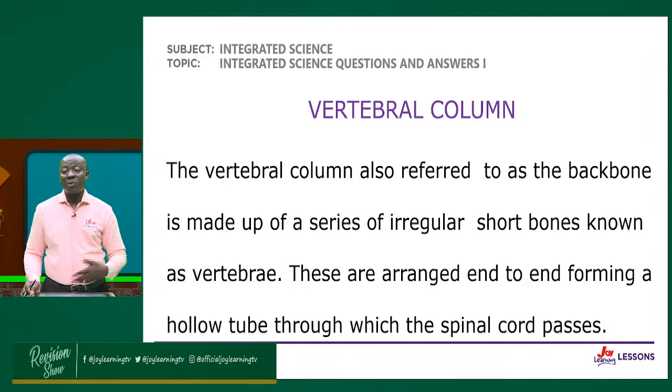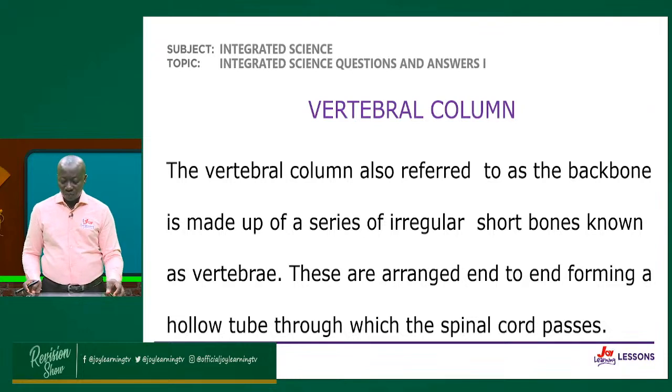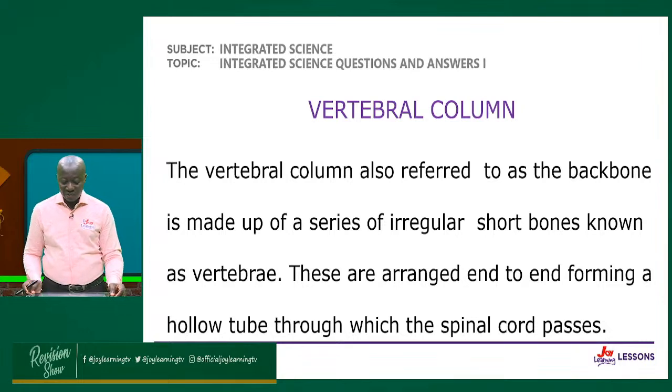So we move on to the vertebral column. This consists of pieces of rigid hollow bones that fuse together to form a very long column. The vertebral column, also referred to as the backbone, is made up of a series of irregular short bones known as vertebra. If there are plenty, we call them vertebrae. That's why we call it the vertebral column.